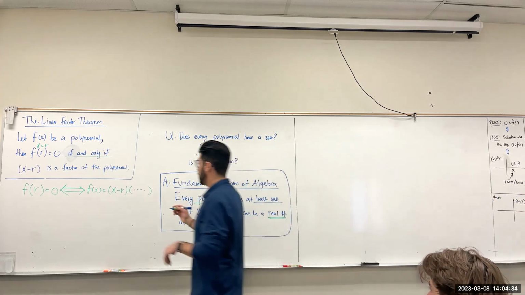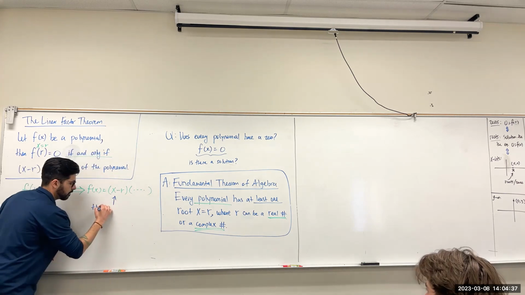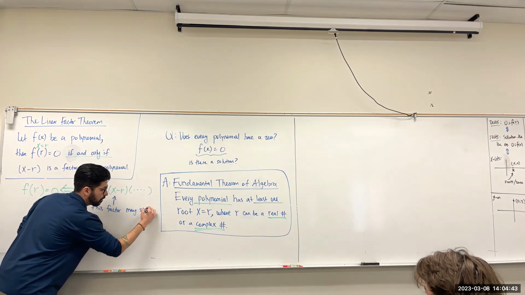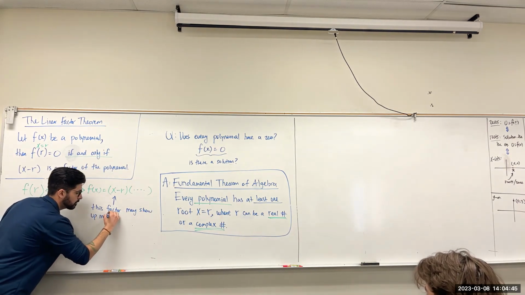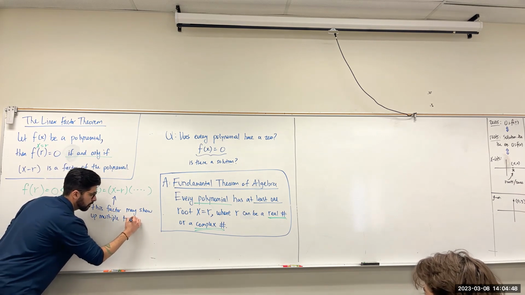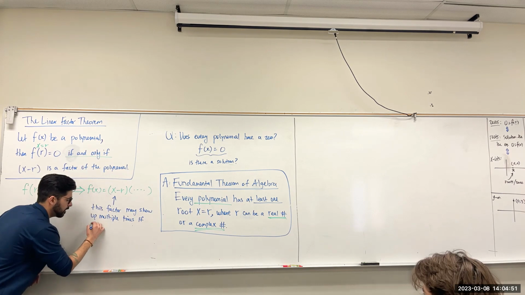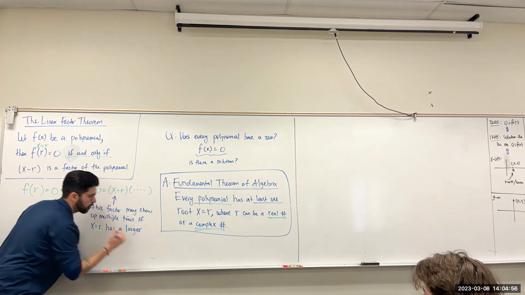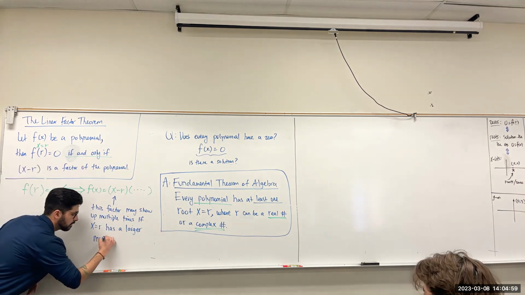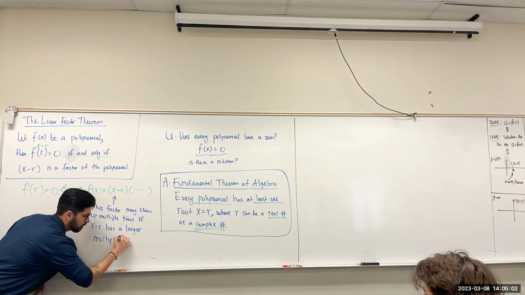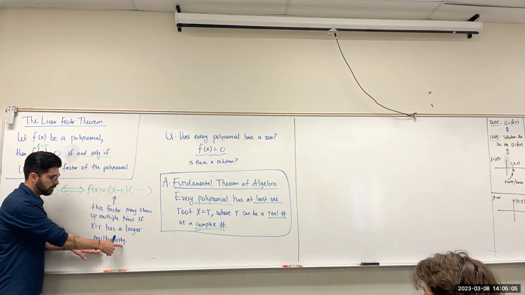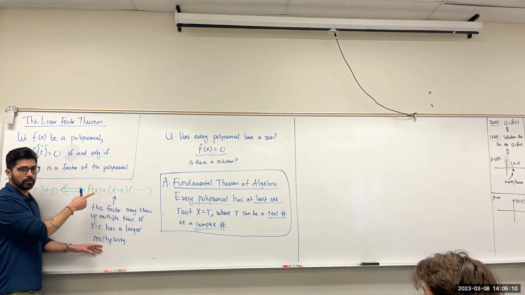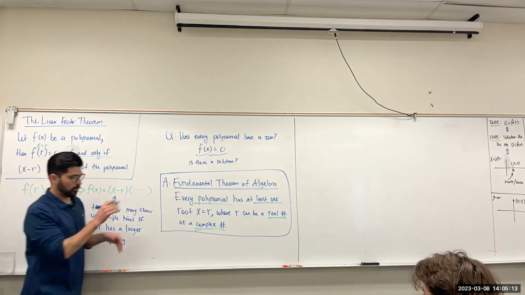And so I just wanted to add a little bit. This factor may show up multiple times if x equaling r has a larger, here's another word we did on Monday, multiplicity. If you weren't here Monday, that just means that this number r is a zero for the function multiple times. You'll see what I mean.